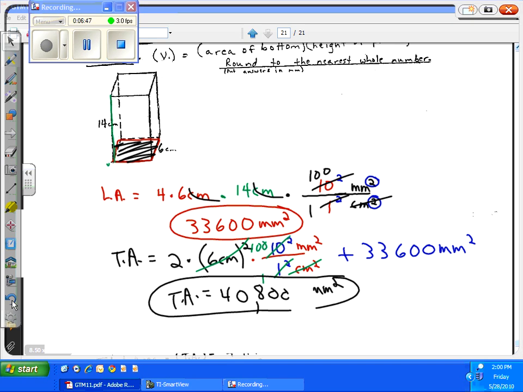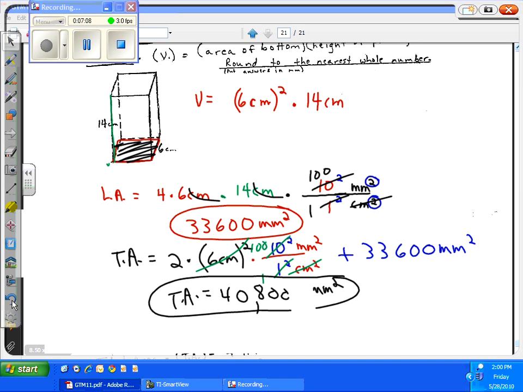And then we want the volume. I'm just going to stick the volume up here. Volume is area of base times height. Area of the bottom times the height. The bottom is a square. We're going to find the area of that, 6 centimeter quantity squared. That's the area of the bottom times the height, which is 14 centimeters.